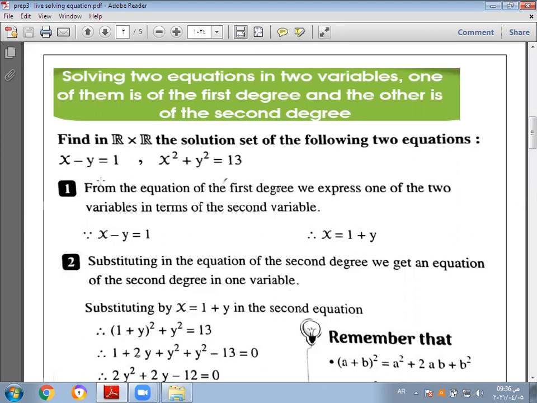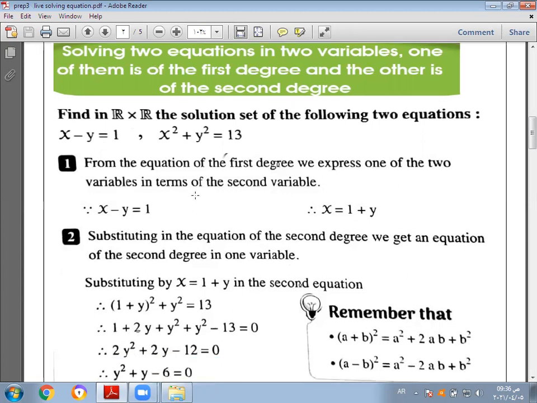How can we solve these equations? We solve them by substitution. The equations are first degree and second degree as follows. First, the first equation x minus y equals 1. This equation has two variables, x and y, and both are in first degree. And the second equation x power 2 plus y power 2 equals 13. Here x is in second degree and y is also second degree. We want to find the values of x and y.